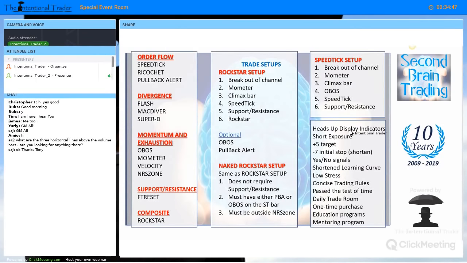You don't have to look on another monitor. You don't have to look on another chart. You don't have to look at the bottom of your chart. You don't have to look at a time and sales window. You don't have to look at anything else. So we go to a lot of effort to make sure that all of the information you need is right there in front of you.